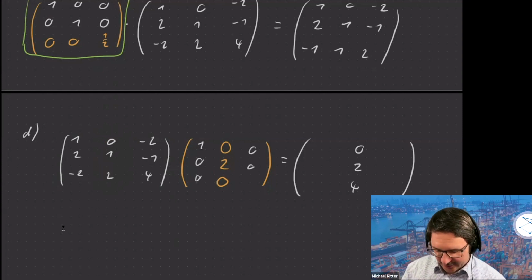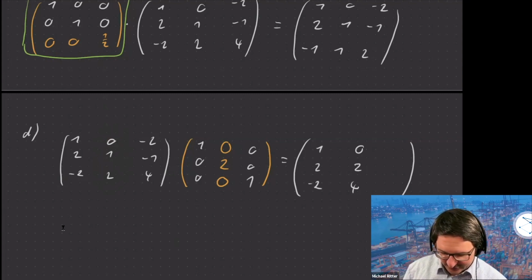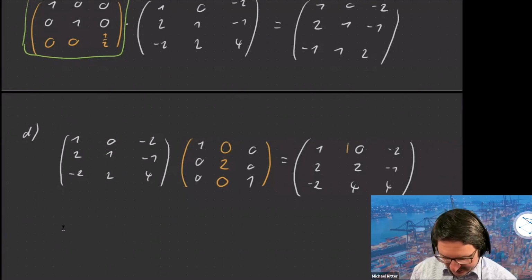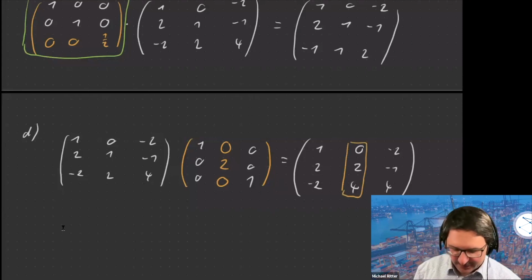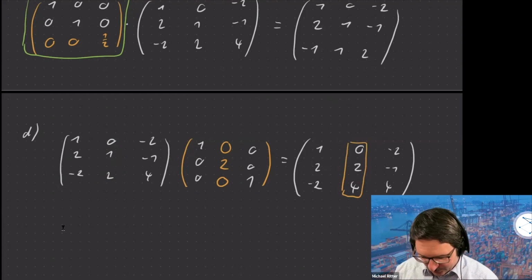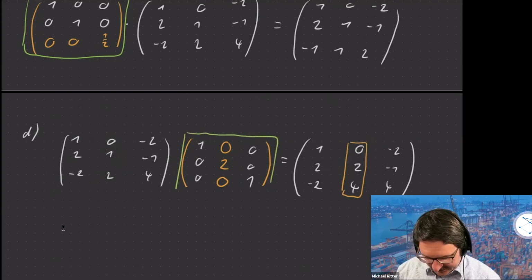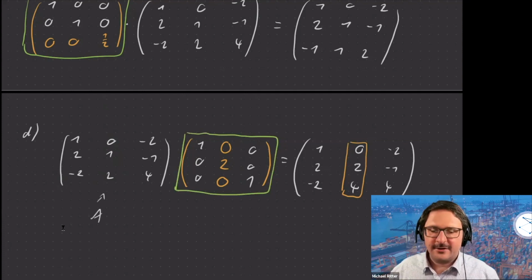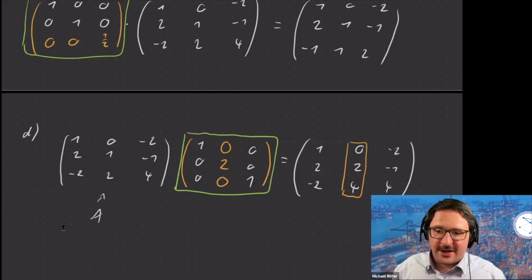And here I copy column 3 like this. So the result is exactly what I want it to be. I just copy columns 1 and 3, and column 2 is multiplied by a factor of 2. So the matrix I want is this one here, and again, this on the left here, that's just A. And it works the same for every possible A.